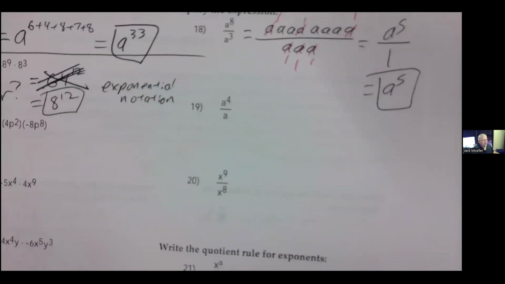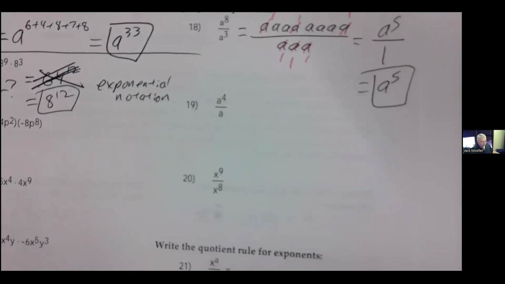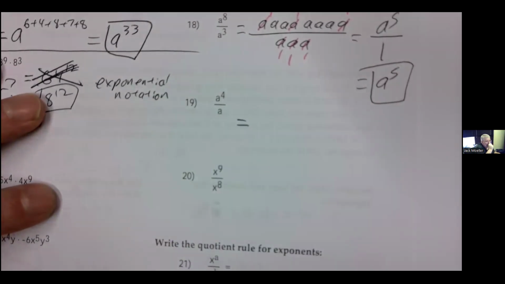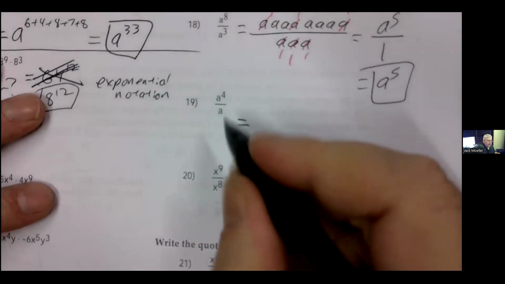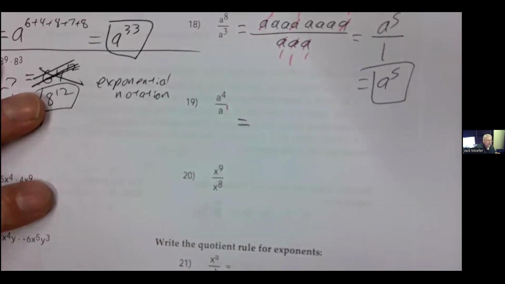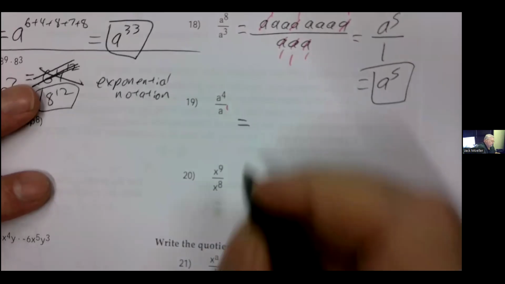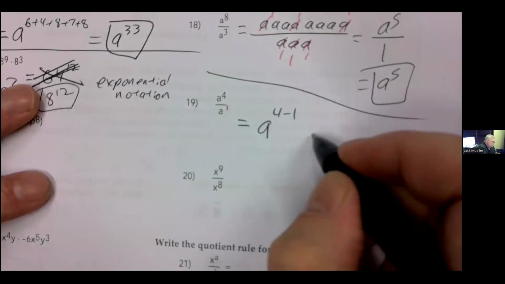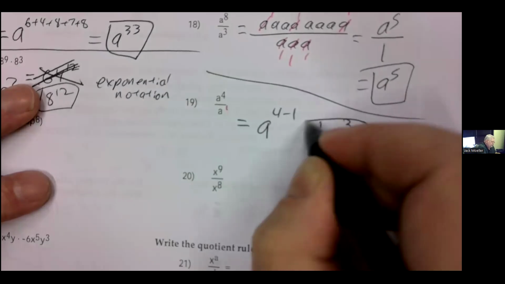So how about a to the fourth divided by a? Well, hopefully you said a to the third. And where did we get that 3 from? Well, that a on the bottom is a to the first. So the exponent is 4 minus 1. We get a cubed.